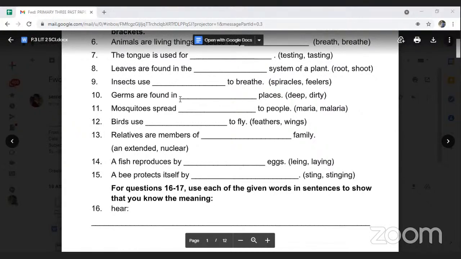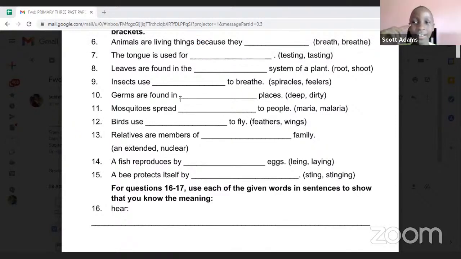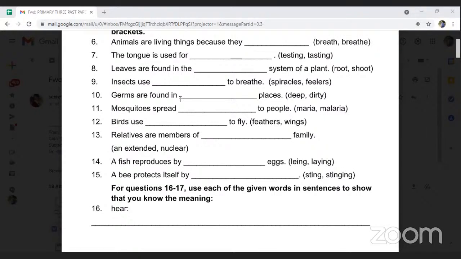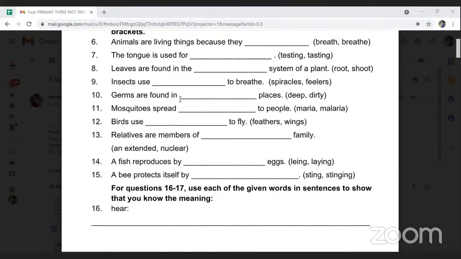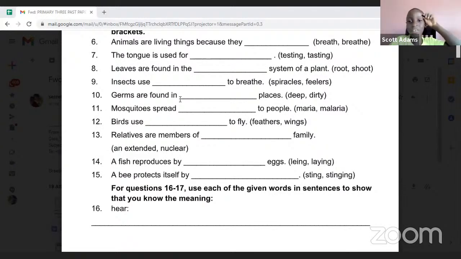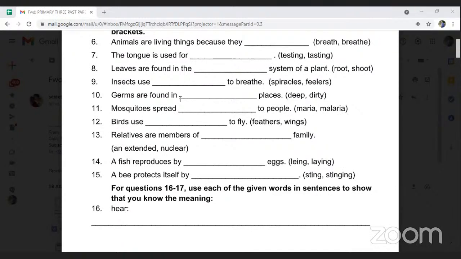Okay, let me start with you. Read first number 10, if you can see my screen. Number 10. Germs are found in dash places. In brackets, dirty. Germs are found in dirty places. Let's hear from Asante, number 11.